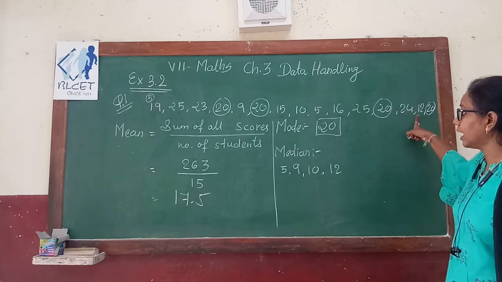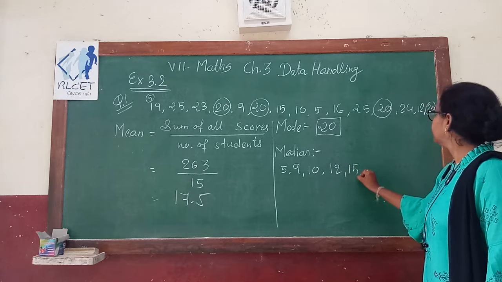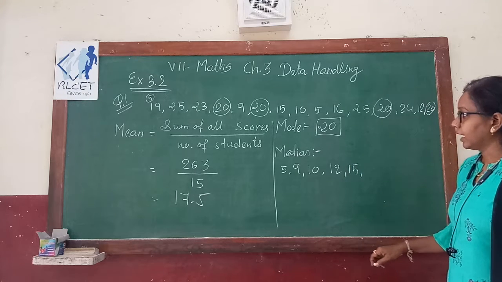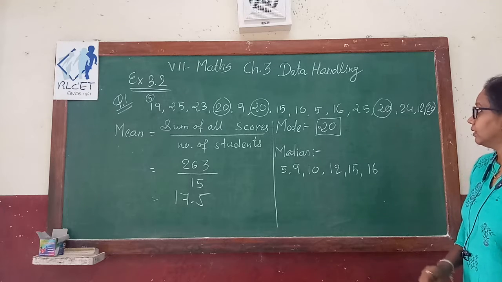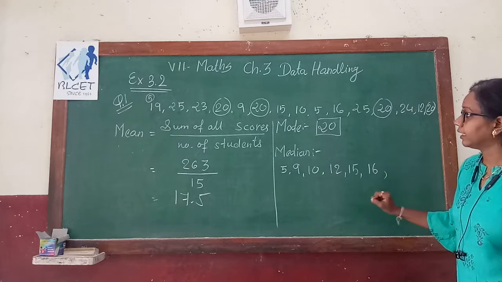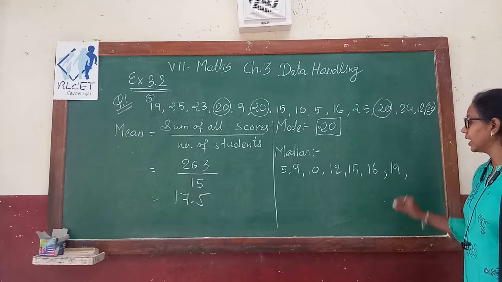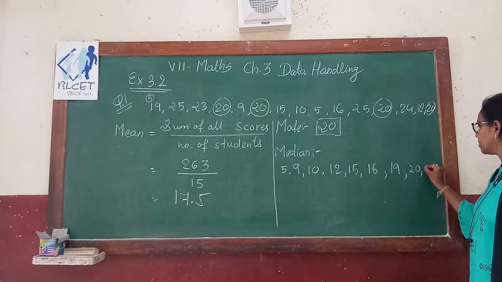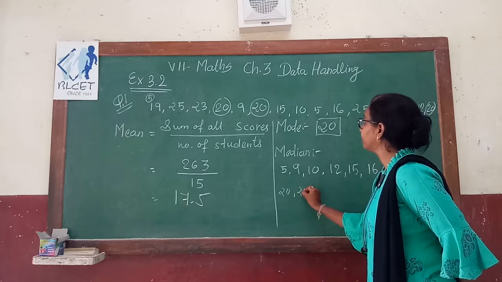12 is here. Then you have 15. Then you have 16. Then you have 19. 18 is there? No. So 19. Then you have 24 times. So we write 24 times.